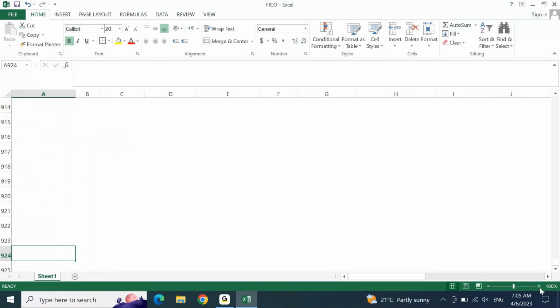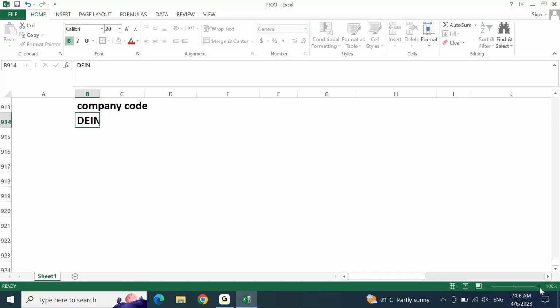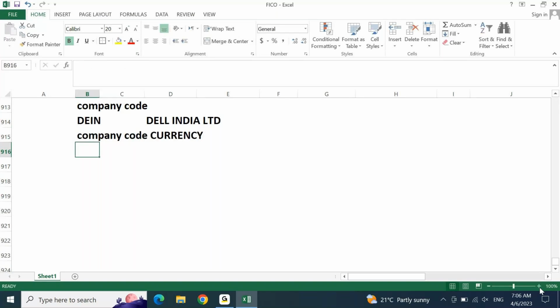First thing that we have to do is know what our company code is. In our example, what is our company code? DEIN. So we're talking about Dell India Limited. Clear? And the next thing that you have to know is your company code currency. What is your company code currency? INR. Clear with these two points first?